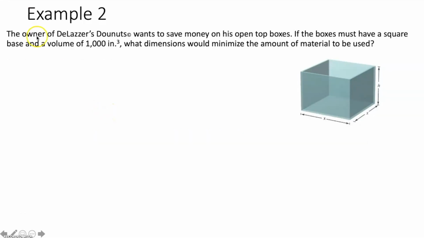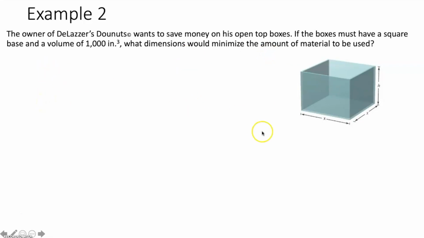Now, example 2 says the owner of DeLazzer's Donuts wants to save money on his open top boxes. If the boxes must have a square base and a volume of 1,000 cubic inches, what dimensions would minimize the amount of material to be used? So notice how it says minimize the amount of material to be used. Anytime it says minimize or maximize something, you need to realize that it's an optimization problem. So we need to go through our steps.